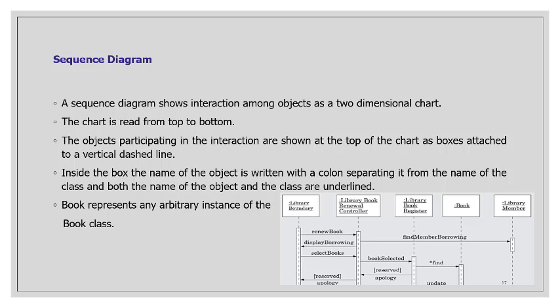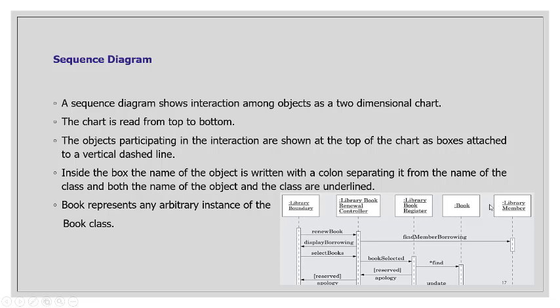Then the sequence diagram. A sequence diagram shows the interaction among objects as a two-dimensional chart. Here we can see that it is a two-dimensional chart. The chart is read from top to bottom. The objects participating in this interaction are shown at the top of this chart. These are the objects, the list of the objects.